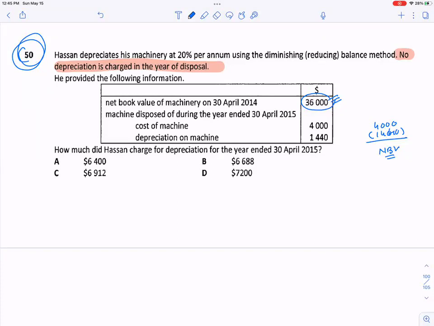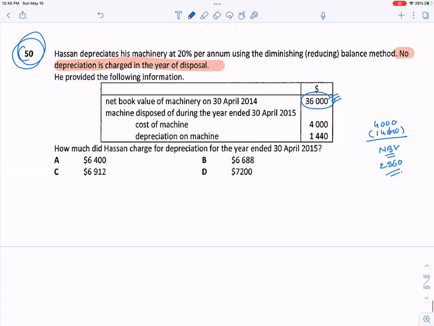2560. So net book value of the machinery disposed of during the year 2015 was 2560. Okay? And no depreciation is charged in the year of disposal. That means in 2015, no depreciation is charged.